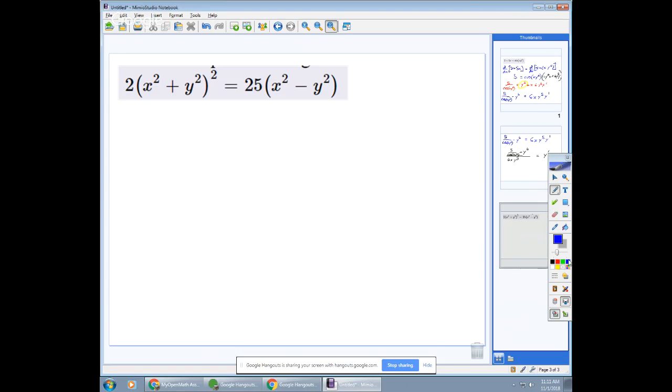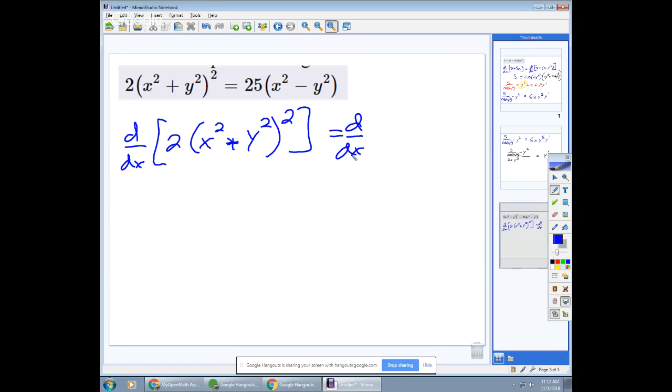So I'm just going to get this started and tell you the best way to continue. So I need the derivative with respect to x. The left side is the harder side: 2 times x squared plus y squared, squared. So we're going to have the power rule there and the chain rule. On the other side, the derivative with respect to x of 25 times x squared minus y squared.